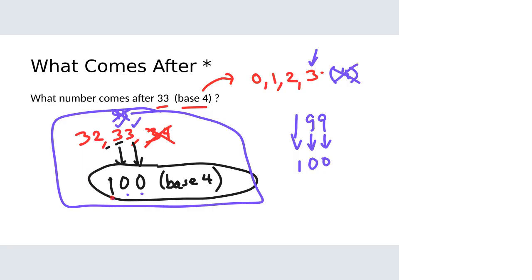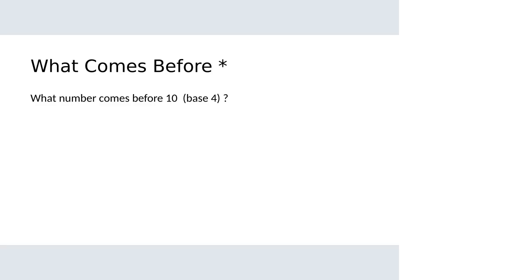Okay, very good. Now we're going to go the other direction. What comes before? Instead of what would the next number be, now we've got to go backwards. So instead of what would be next, it's what comes before 1, 0, base 4. Keeping in mind that base 4 only has those digits in it, I'm going to make a poll for you for this one.